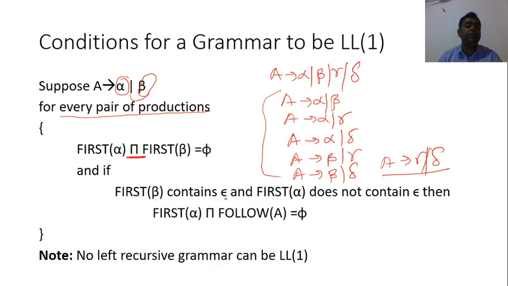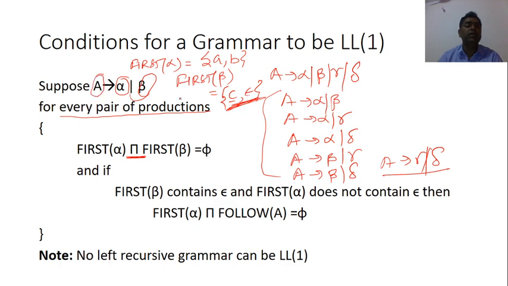Now if first of beta contains empty, suppose that you get first of alpha as A, B, and first of beta as C and empty. You can see there is nothing common, but in that case first of beta contains empty. If first of beta contains empty, then to insert the production I have to find out the follow of A.